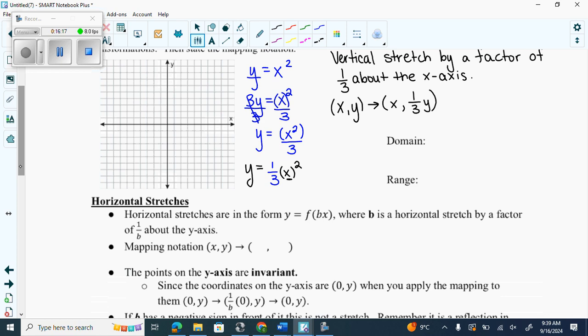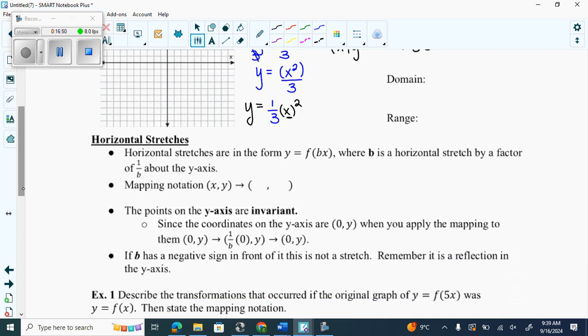Remember how horizontal was opposite for x's? Like if it was x plus 4, we went 4 to the left. If it was x minus 4, we went 4 to the right. Horizontal stretches always flip. So the vertical always stays the same. So do you see how it was a 1/3 in front? We multiply by 1/3. Horizontal stretches always flip. So words and mapping are the same thing, correct? So if I have a horizontal stretch by a factor of 2, I'm going to multiply by 2. We agree? Because words and mapping are the same thing. But the equation, they're opposite.